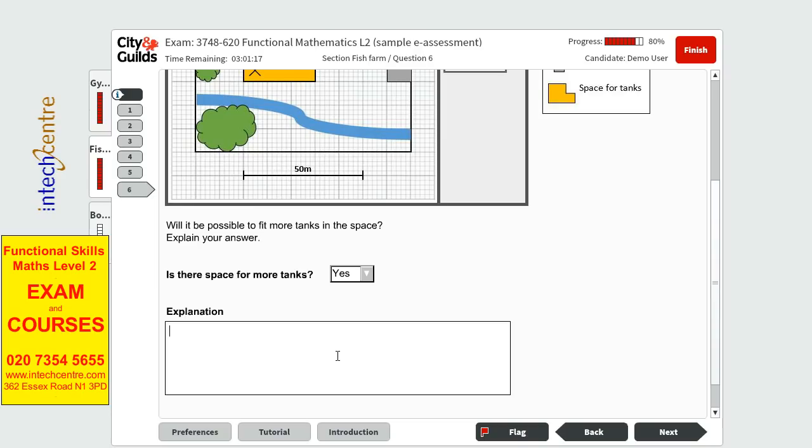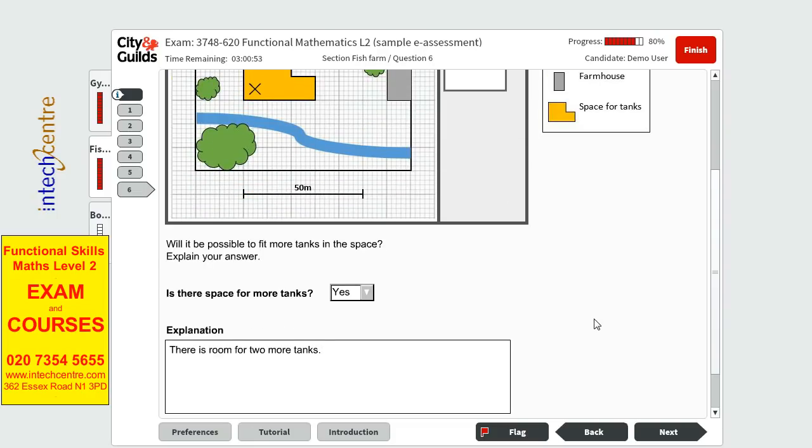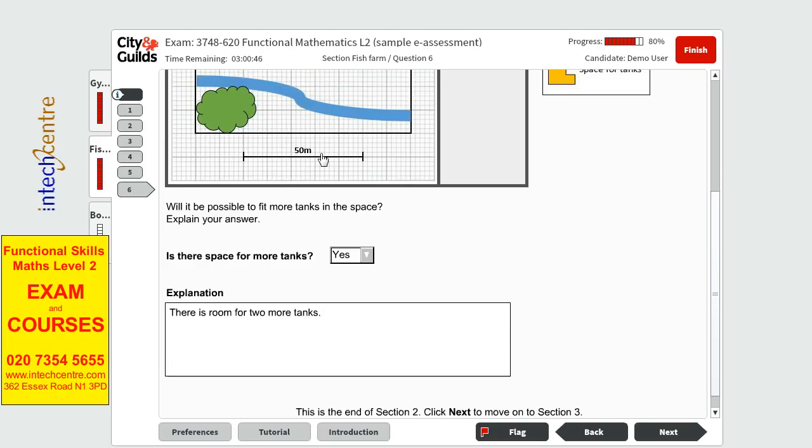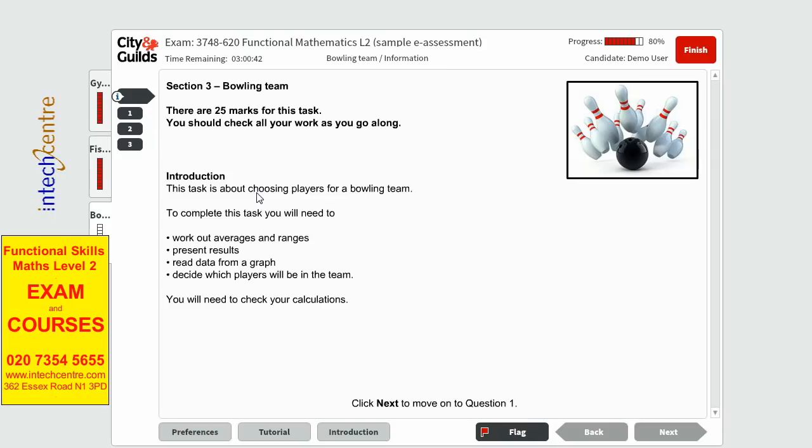Yes, there is. And our explanation, it says that you would have to say yes, and that there is room for two more tanks. And that is it. This is how you show your work, and that's how you explain whether there is or there's not any more room. But you can clearly see that there is room for the two extra tanks. Now we are done with the middle question.